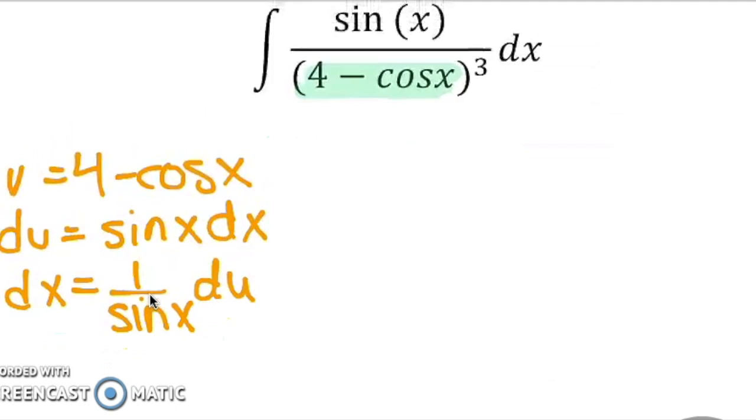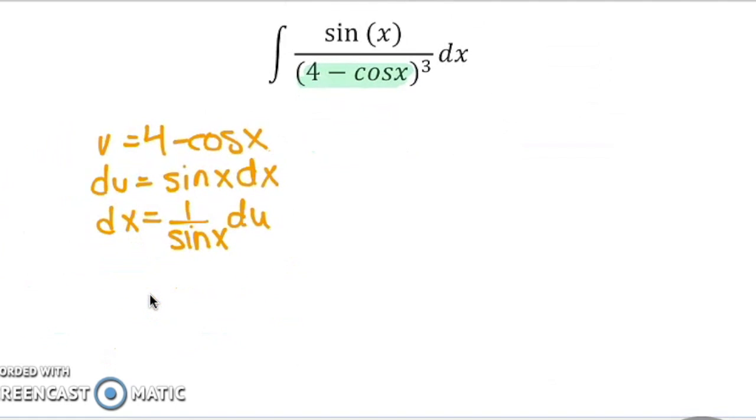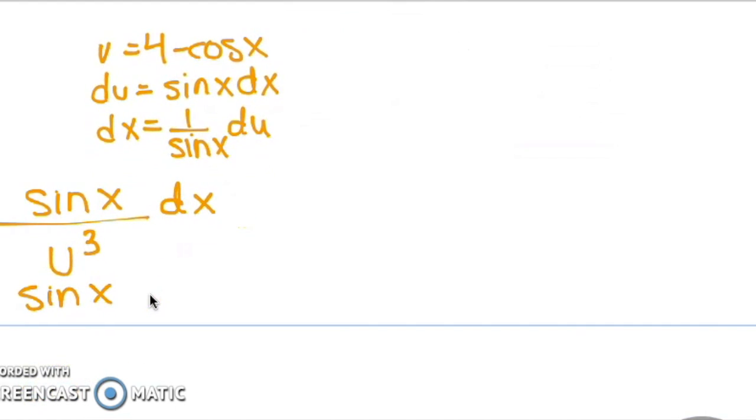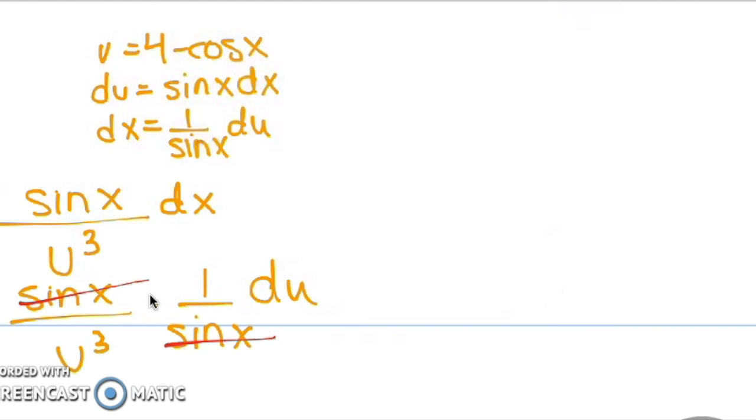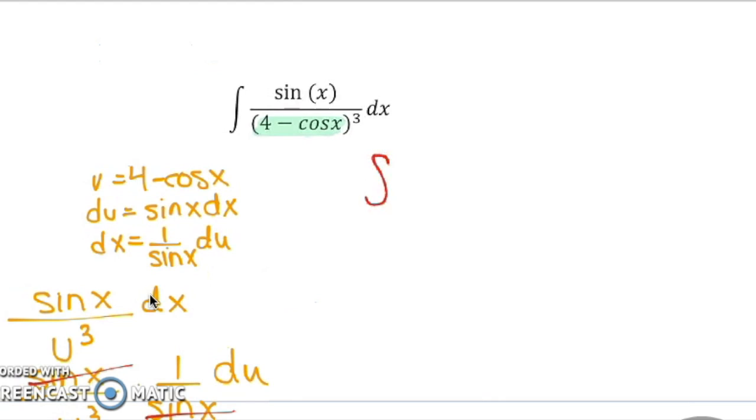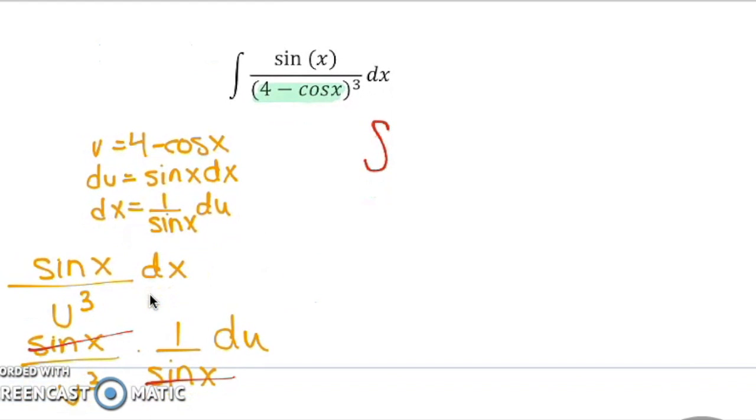And then we're going to substitute. So this is going to be sine x over u cubed dx, which is sine x over u cubed times 1 over sine x du. And this is the beauty of this method. These cancel out, and now I know my integral here is just the integral of 1 over u to the third du.